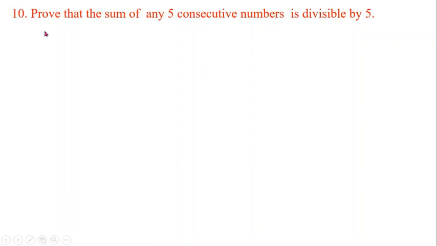Question number 10 says, prove that the sum of any 5 consecutive numbers is divisible by 5. As a solution, let the first number of the 5 numbers which we are considering be x. Then the second number becomes x plus 1. The third number becomes x plus 2. The fourth number becomes x plus 3. And the fifth number becomes x plus 4.